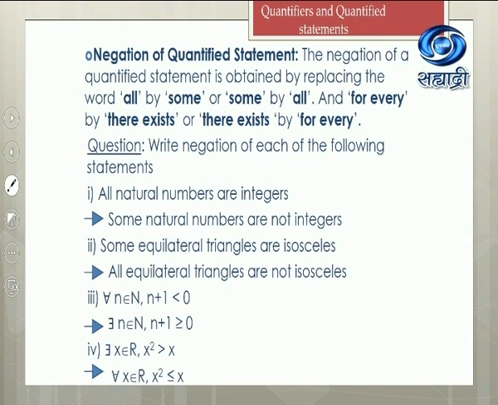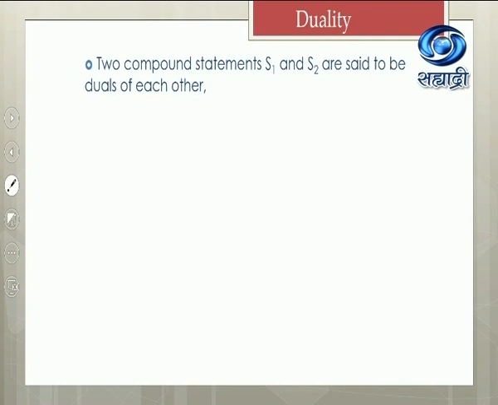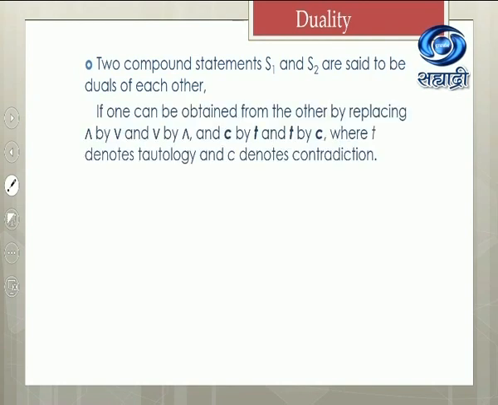So negation is: for all x belonging to R, x square is less than or equal to x. Now students, we move on to the next topic, which is duality. Two compound statements S1 and S2 are said to be duals of each other if one can be obtained from the other by replacing and by or, or by and, C by T and T by C, where T denotes tautology and C denotes contradiction. So students, here just remember the conjunction is replaced by disjunction, disjunction by conjunction, tautology by contradiction, contradiction by tautology, and also true by false and false by true.